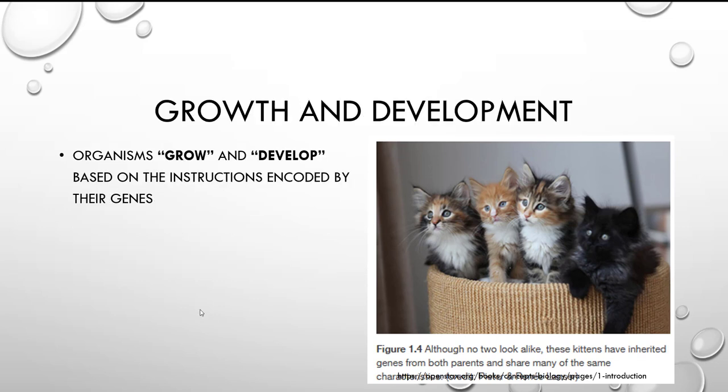And then finally, the third slide with the same picture: growth and development. Organisms grow and develop based on the instructions encoded by their genes. So we have our DNA, which we inherited from our parents, and those genes are our instruction book, our blueprint to make us.